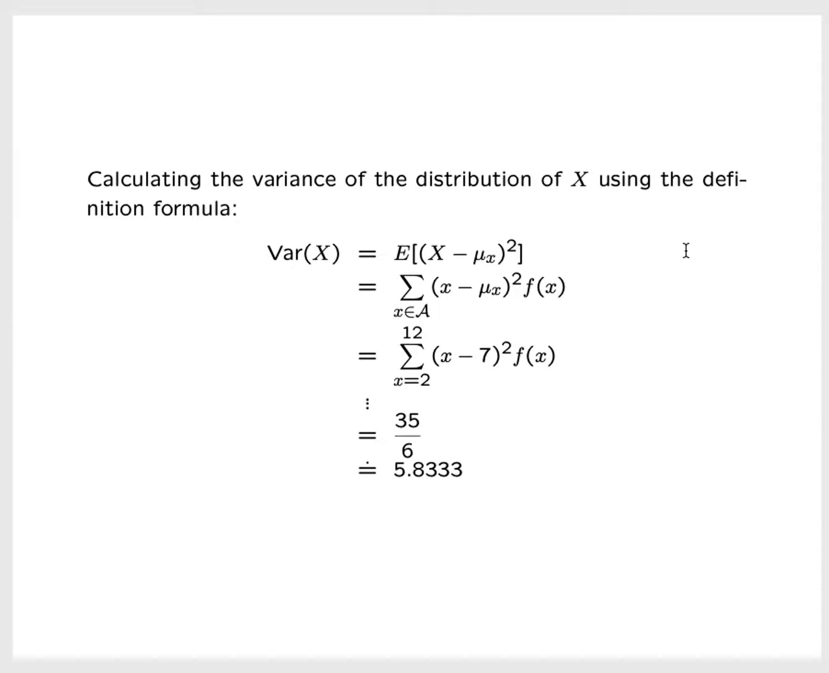The variance, I will also use the definition formula. In other words, the expected value of the square of the differences between the random variable x and its mean. And when you do that calculation, you get 35 over 6, which to 4 decimal places is equal to 5.8333.